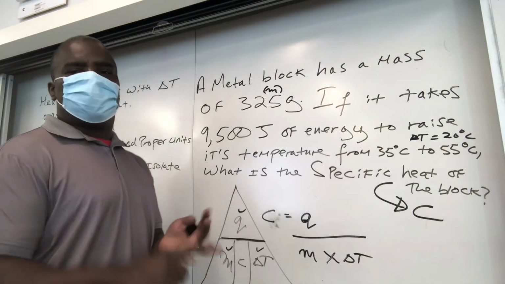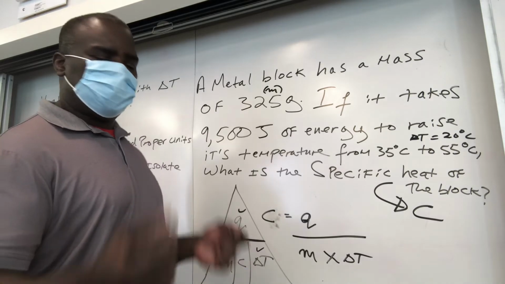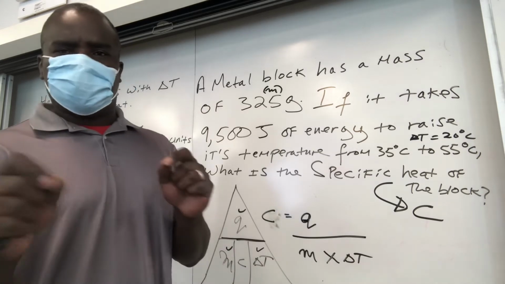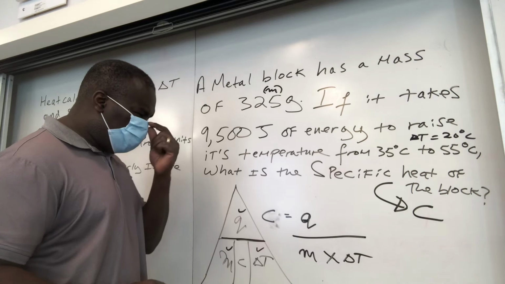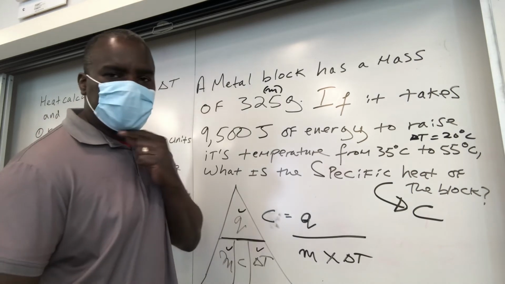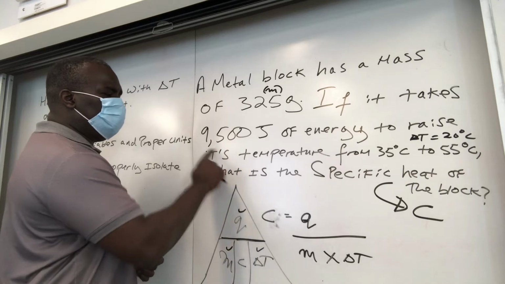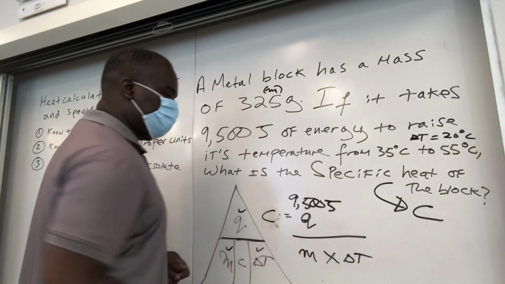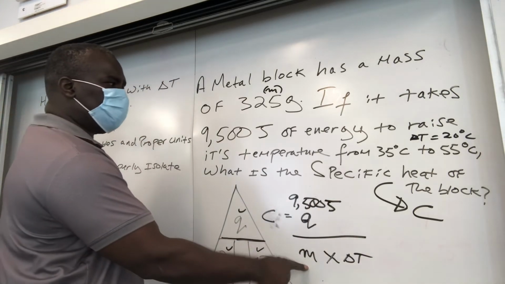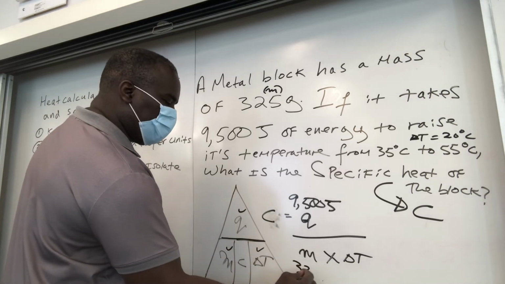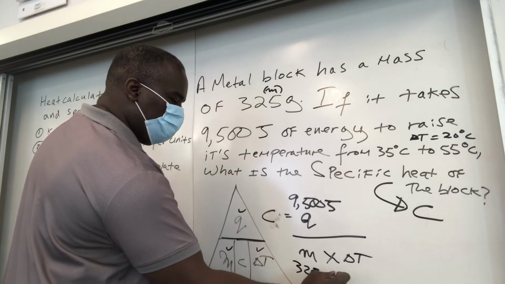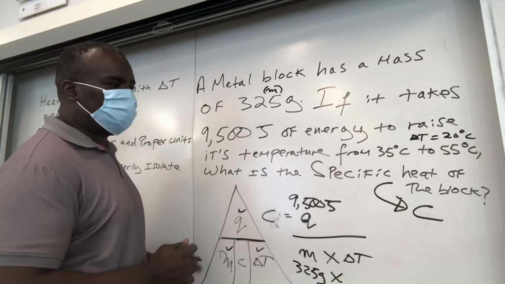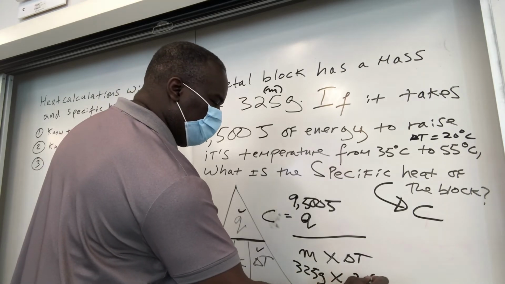Now guys, don't plug the numbers in without the units. If the units don't cancel properly, it's an indication you probably made a mistake, and you can fix it. But if you just put magical numbers in there without any units, that's problematic. If you make a mistake, you don't know. So our Q is 9,500 joules, J. M is our mass, this is 325 grams. We're not guessing where the information goes, we know where each item goes. And our change in temperature is going to be 20 degrees C.